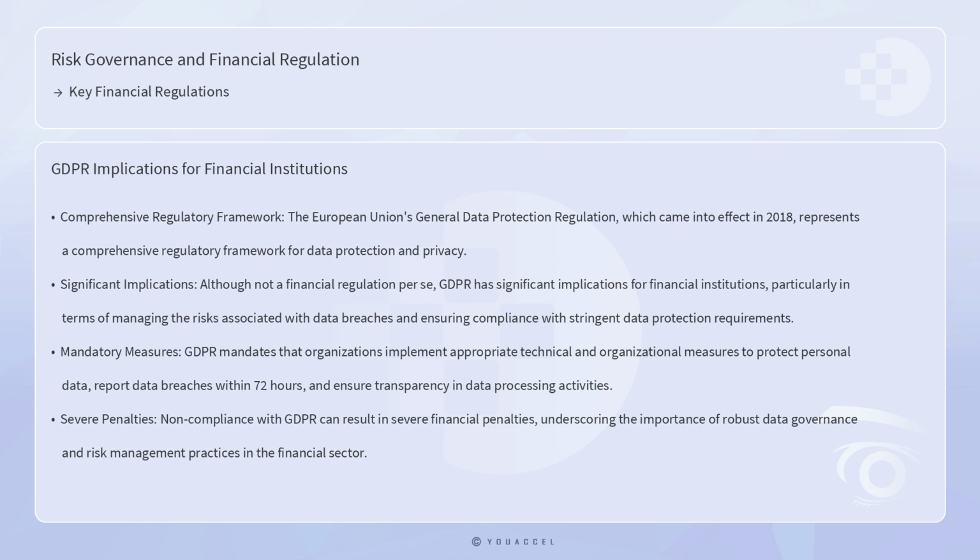The European Union's General Data Protection Regulation, which came into effect in 2018, represents a comprehensive regulatory framework for data protection and privacy. Although not a financial regulation per se, GDPR has significant implications for financial institutions, particularly in terms of managing the risks associated with data breaches and ensuring compliance with stringent data protection requirements.